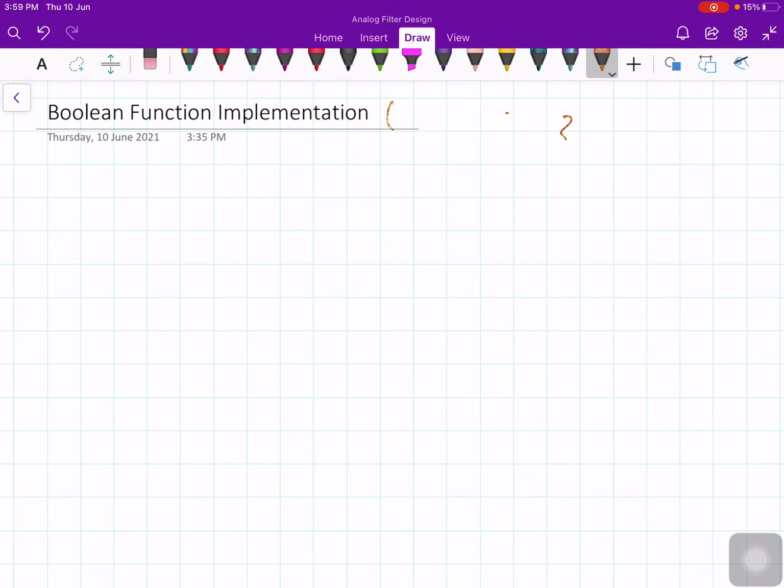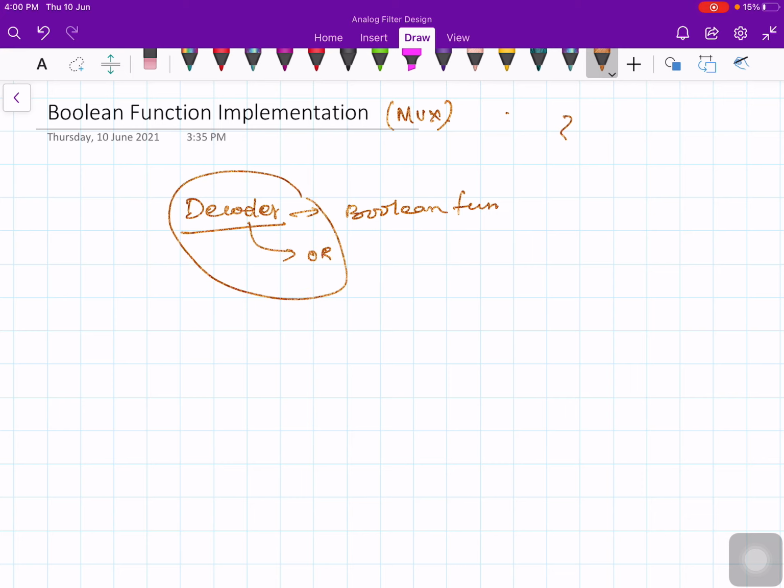Okay, so in this lecture, let us discuss the implementation of Boolean function using multiplexers. In one of the previous lectures, we discussed that a decoder can be used to implement Boolean functions, right? So we took a decoder and we implemented the Boolean function by using some external OR gates. So this combination is used to implement the Boolean function.